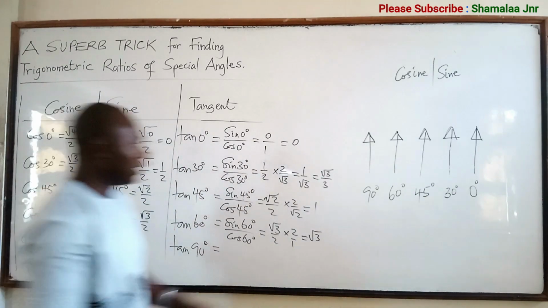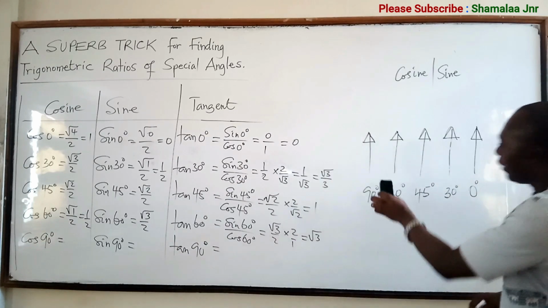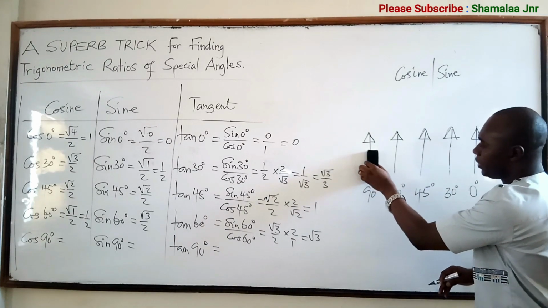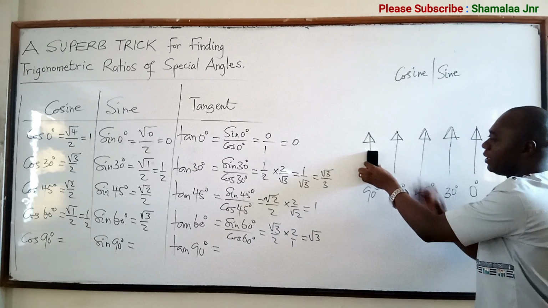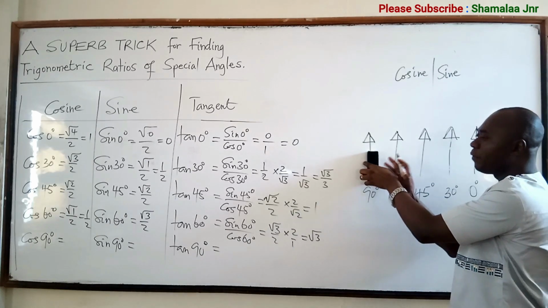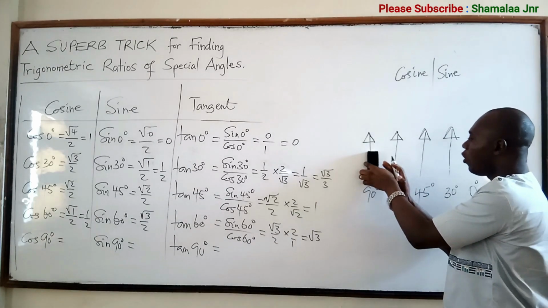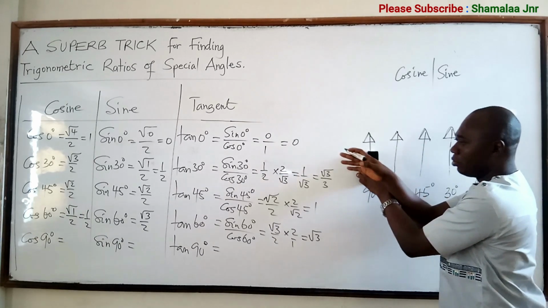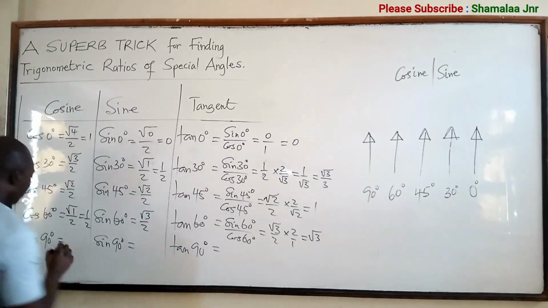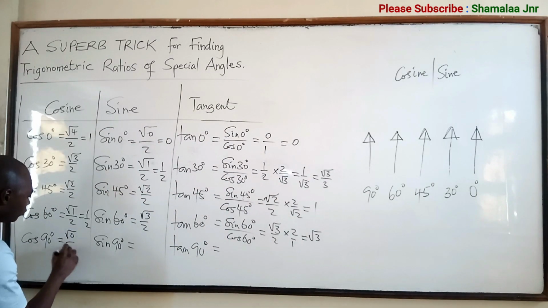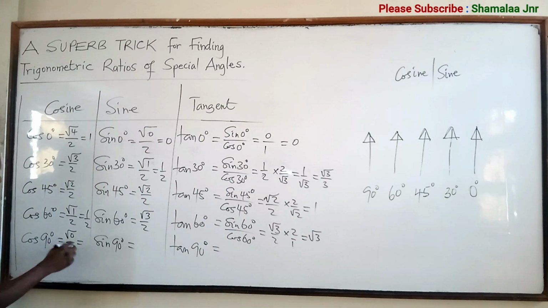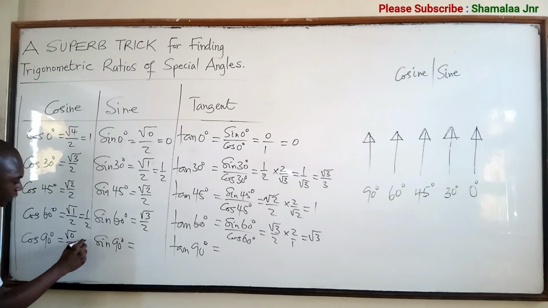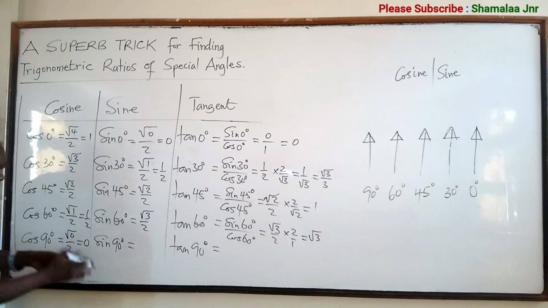Are you seeing it? And then lastly, viewers, cos 90 degrees. So we have to cover this one. Now, after covering this one, how many arrows are on the left hand side of the covered arrow? 0. So that will be square root of 0 over 2. And this is equal to square root of 0 is 0, divided by 2 is 0. Which means that cos 90 degrees is 0.